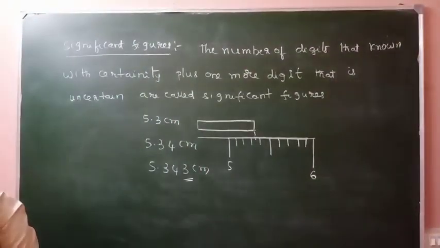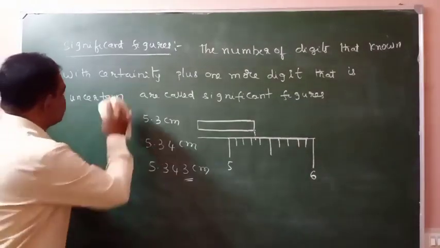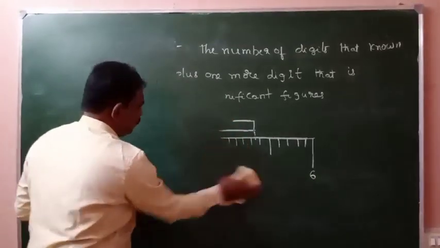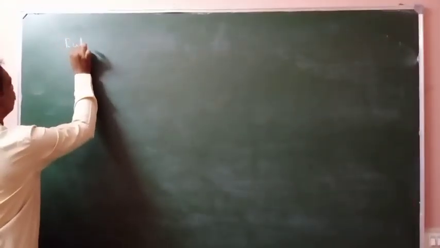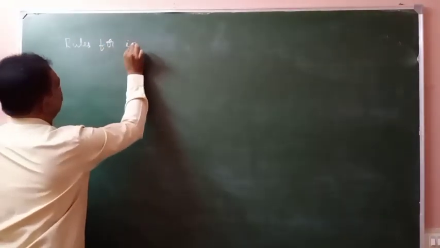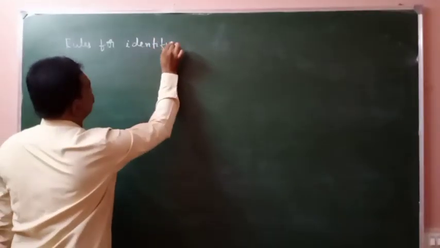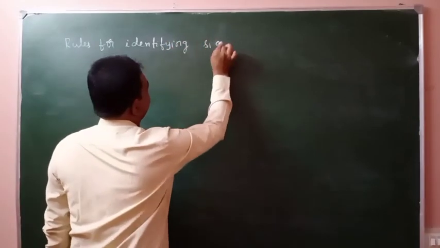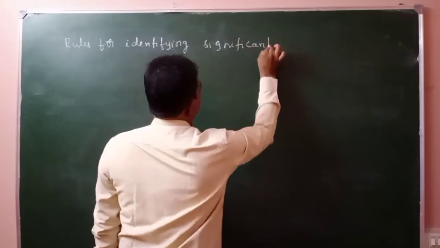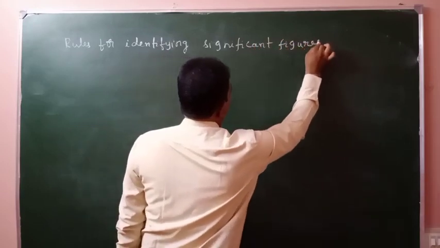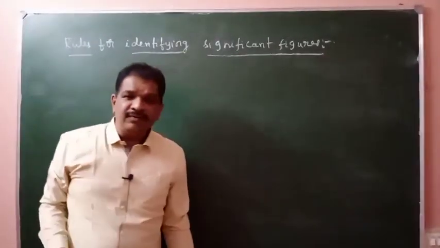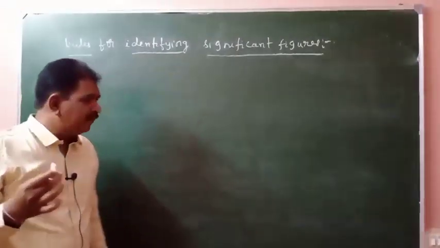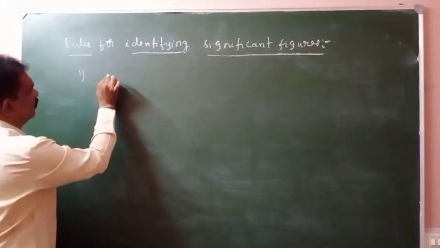What are the rules for identifying the significant figures? Let us see. Rules for identifying significant figures. 5 rules are there in total. With some examples we will discuss these rules.